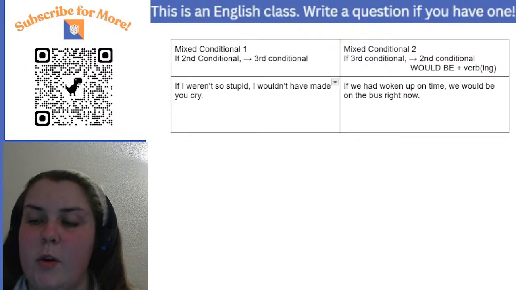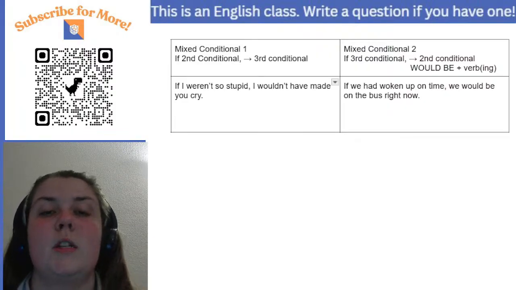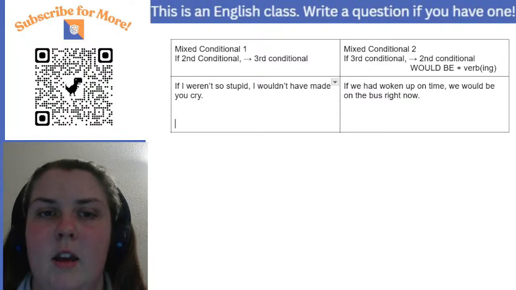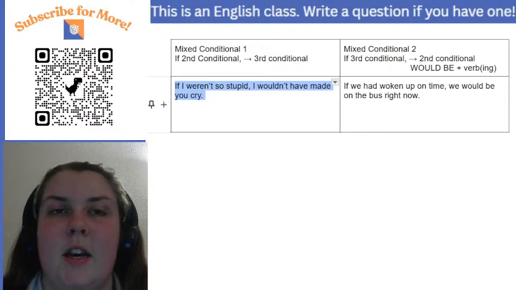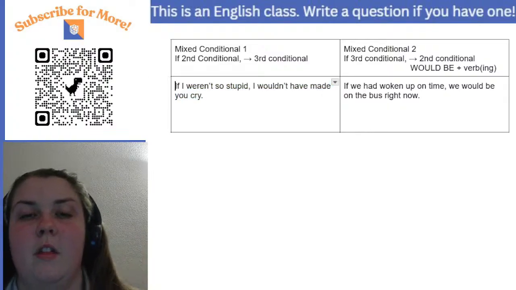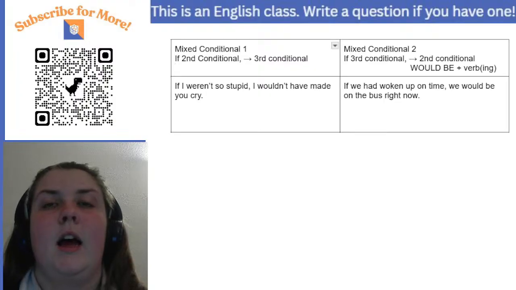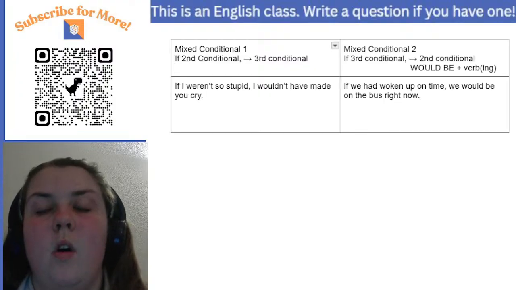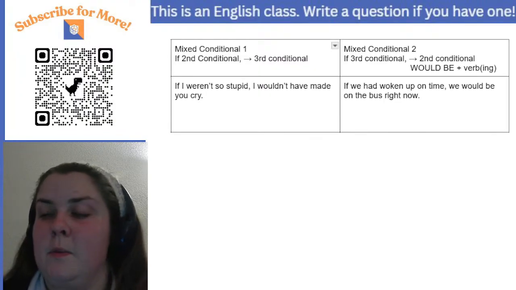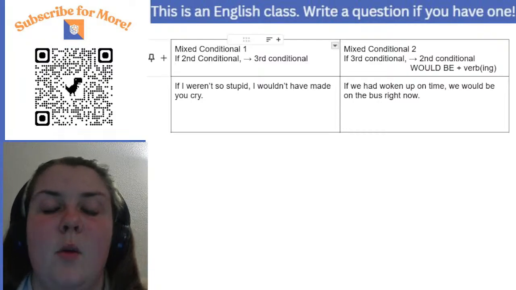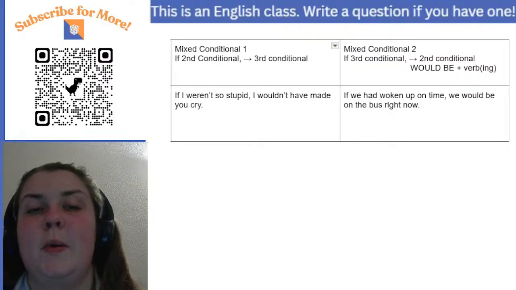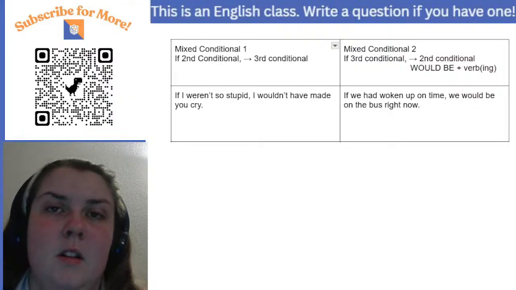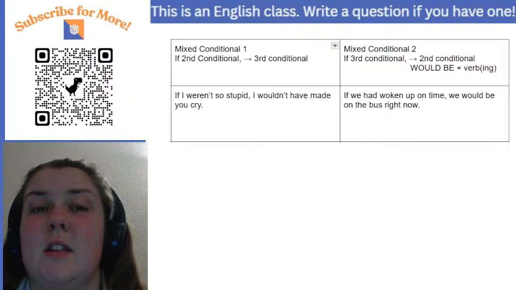If I weren't so stupid, I wouldn't have made you cry. That's a really good example of a mixed conditional that is starting with the second and then finishing with the third. I want you to think about what this sentence means. If I weren't so stupid, I wouldn't have made you cry. Is this person stupid all the time? That's actually what this sentence is implying.